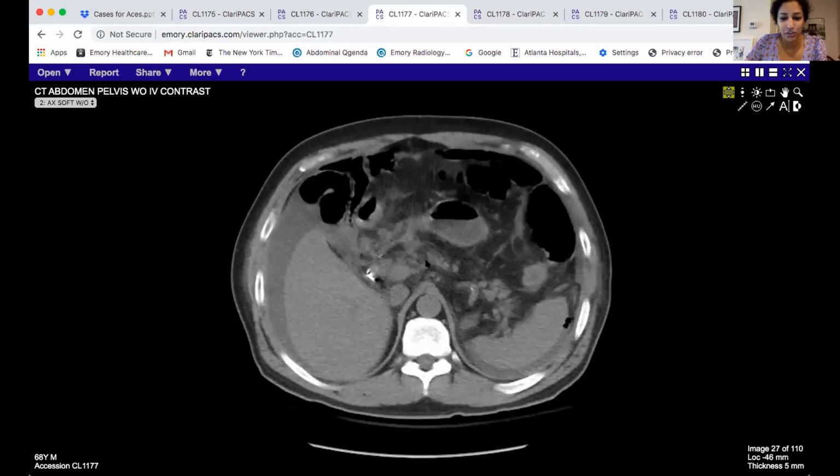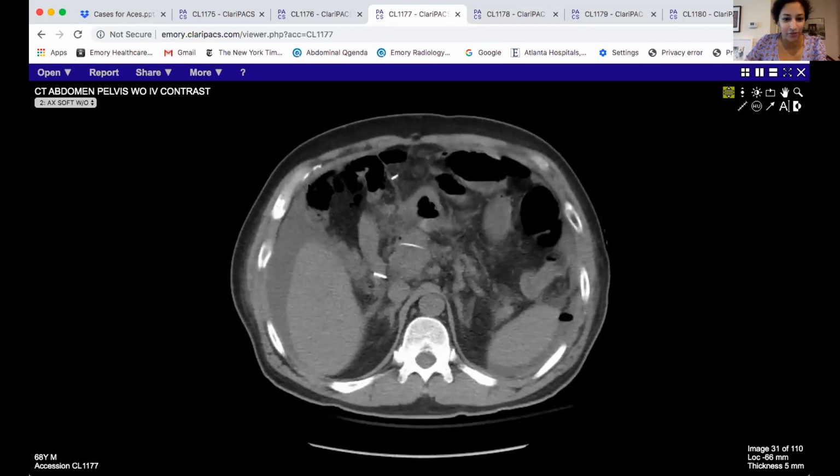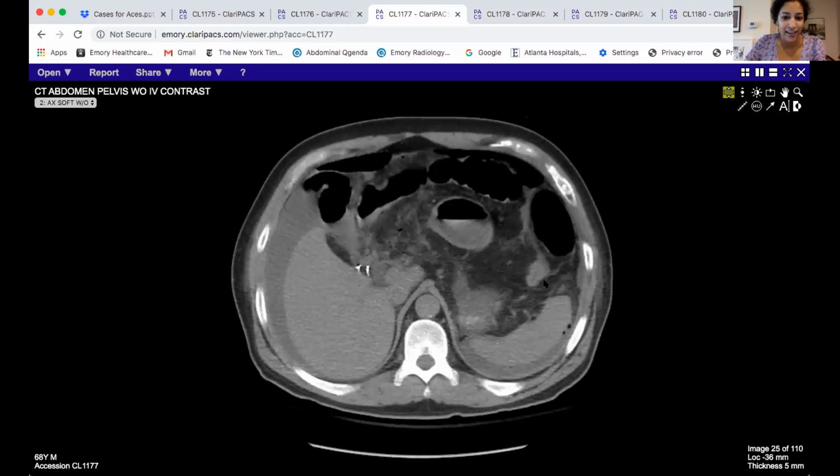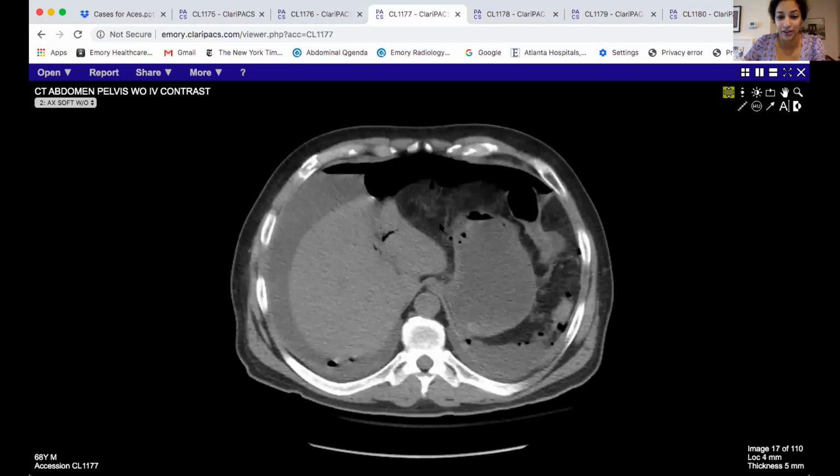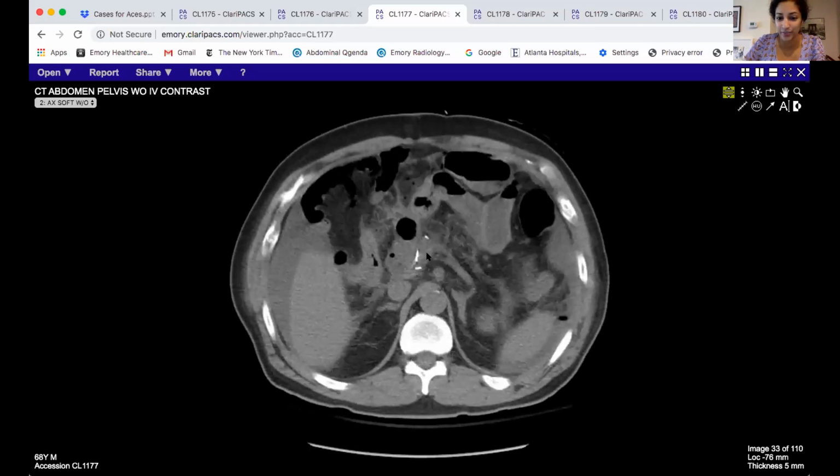So I guess my question to you is, when do you decide to go to the operating room versus putting in multiple drains here? And I guess I hadn't realized that you could get this much air leaking out of that pancreaticojejunal anastomosis.